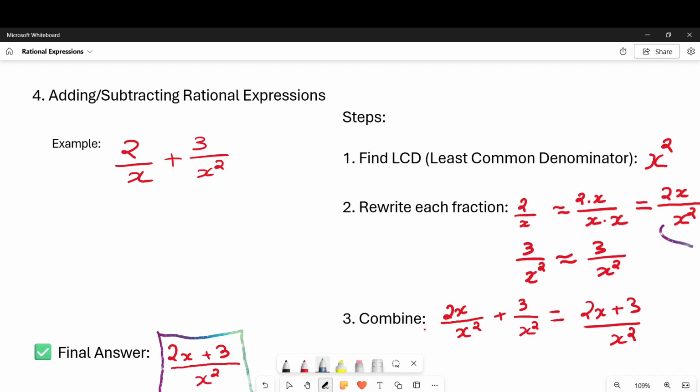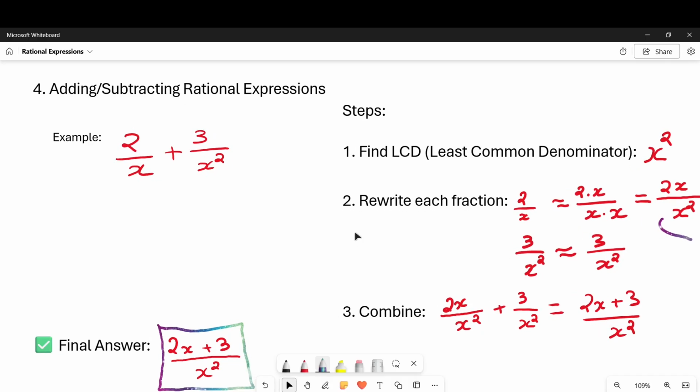Then combine: 2x by x squared plus 3 by x squared. Then we can directly add the numerators, because the denominators are the same. So we get 2x plus 3 divided by x squared. This is the simplified form, because there is nothing more to do; we cannot cancel anything. So the final answer is 2x plus 3 by x squared. This is the simplified form of these two rational expressions after addition. For subtraction, you need to follow the same method.